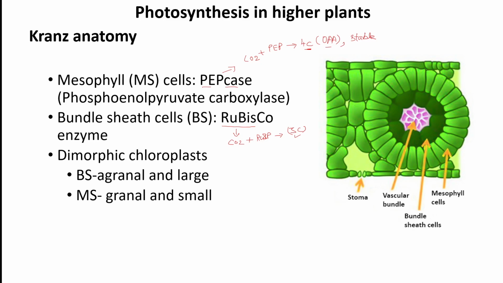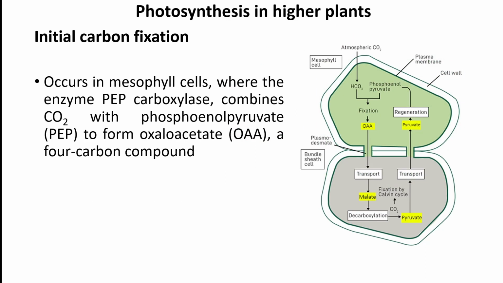One more point to remember about Kranz anatomy is that two types of chloroplasts are present. Dimorphic chloroplasts are present. In bundle sheath cells, agranal and large chloroplasts are present, whereas in mesophyll cells, granal and small chloroplasts are present. Now let's study the steps involved in the C4 cycle. The first step is the initial carbon dioxide fixation, or first carbon dioxide fixation. I've already told you that carbon dioxide fixation takes place twice. So this first carbon dioxide fixation takes place in the mesophyll cells. These are the mesophyll cells.